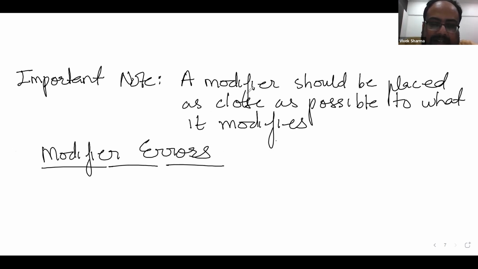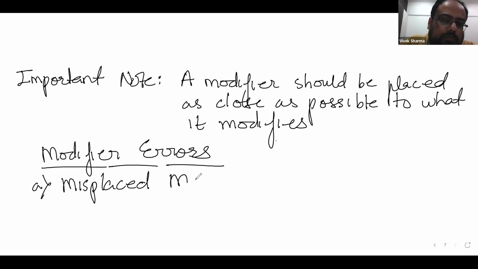Whenever the above concept, that a modifier should be placed as close as possible to what it modifies, is violated, it gives rise to what are known as modifier errors. The first kind of modifier error is known as a misplaced modifier.